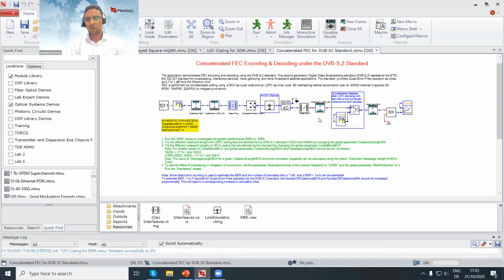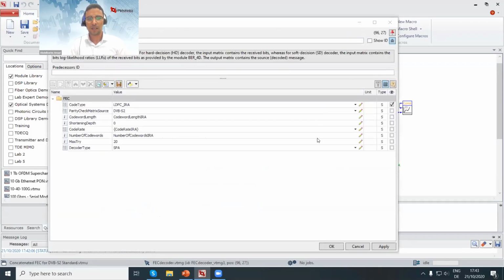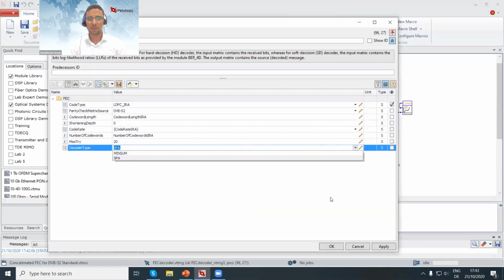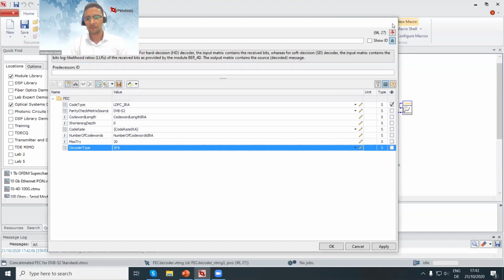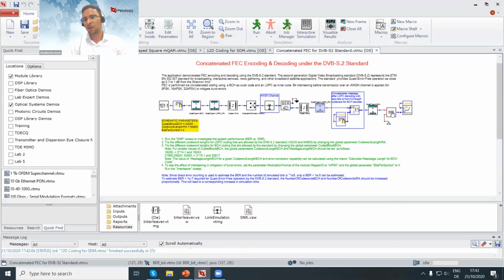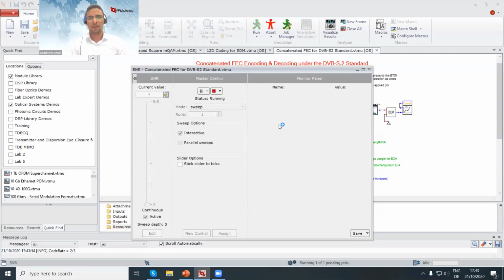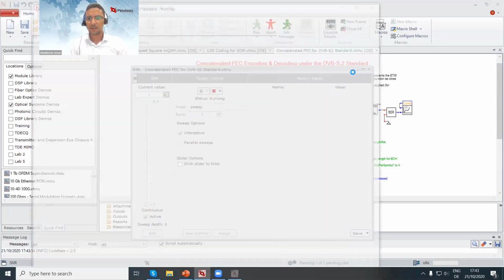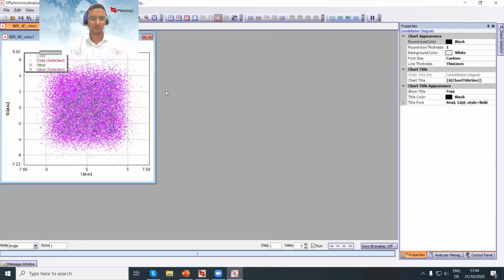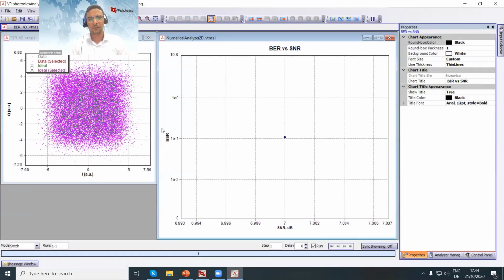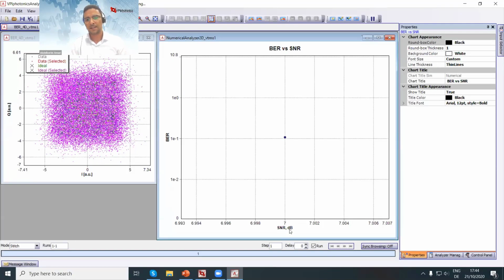At the receiver side, we first decode the LDPC IRA, then BCH. We have multiple options for decoding, so we can use sum-product and min-sum for soft decision decoding. And we count the bit error rate here after FEC. Let's run the ASNR performance. Here we have the constellations and the bit error rate after FEC versus the ASNR.